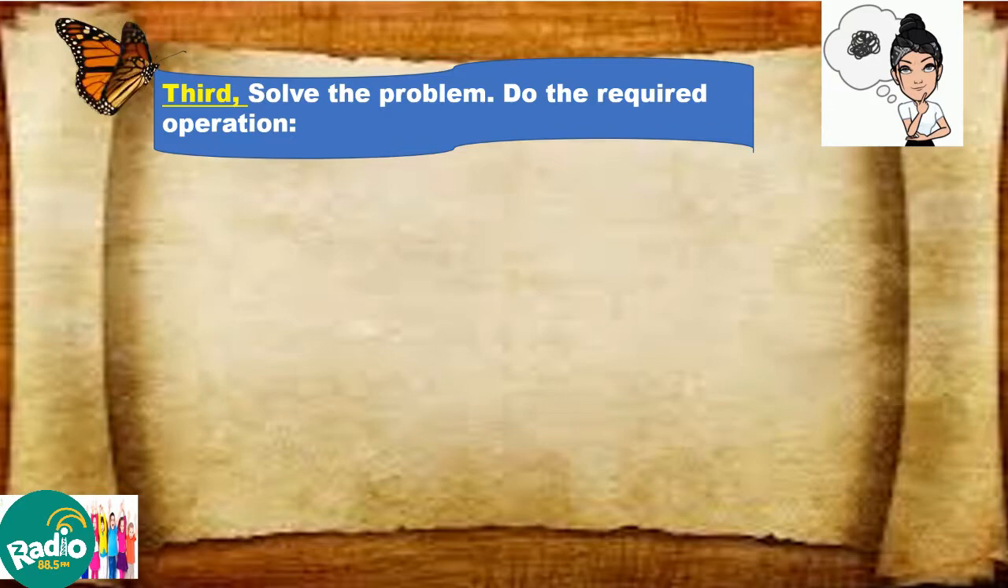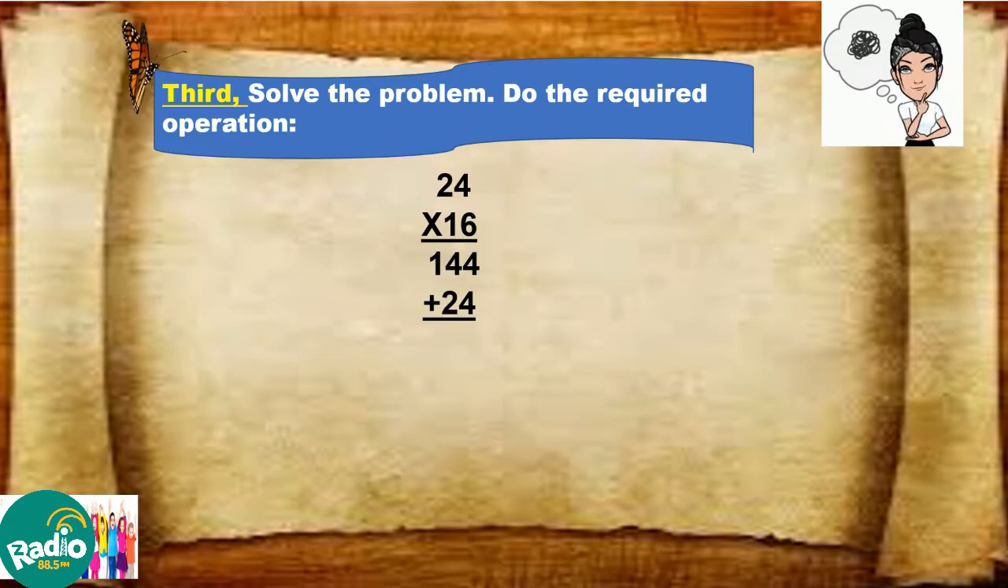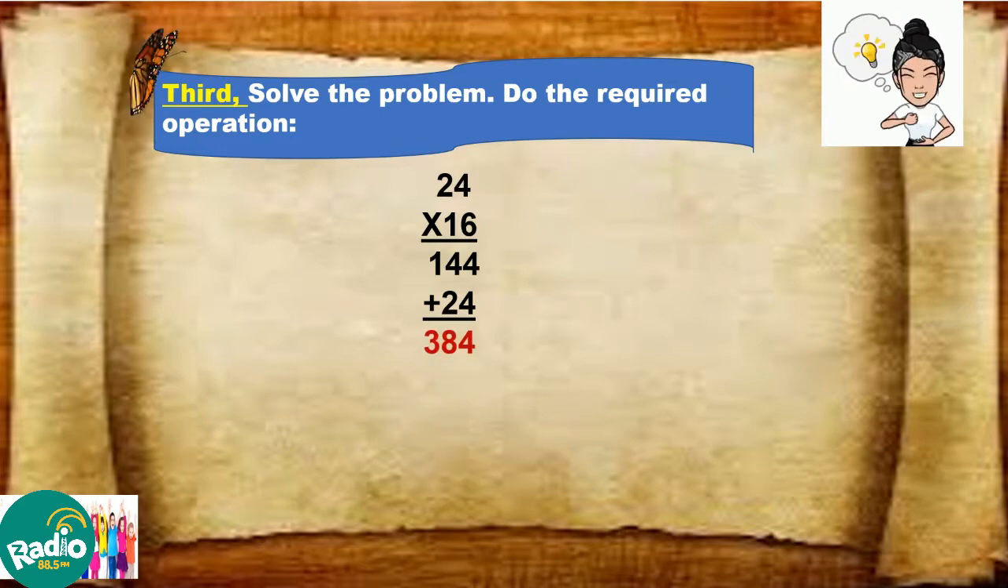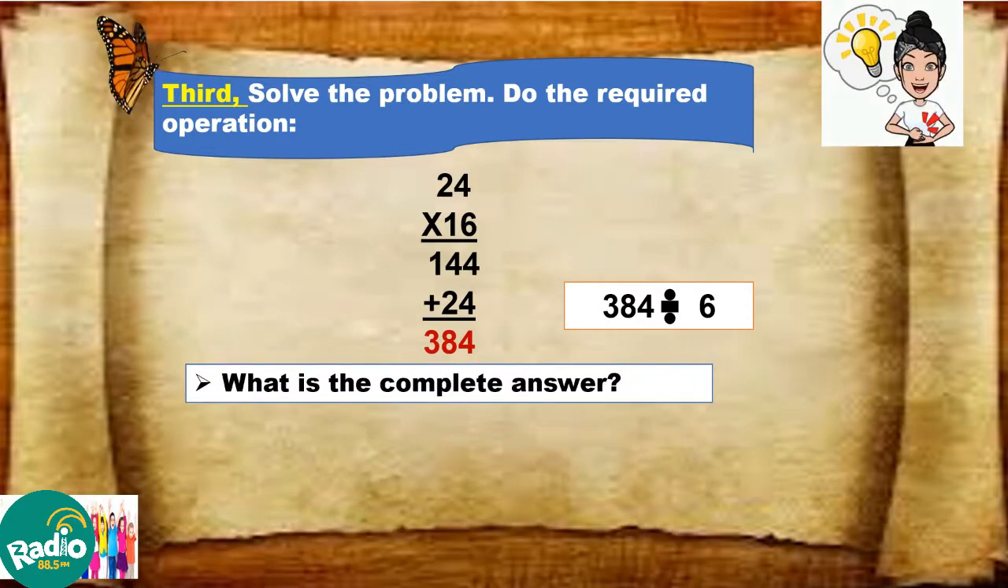Third, let us solve the problem and do the required operation. If we multiply 24 by 16, the product will be 384. Then let us divide it by 6 and we will get... So what is the complete answer?